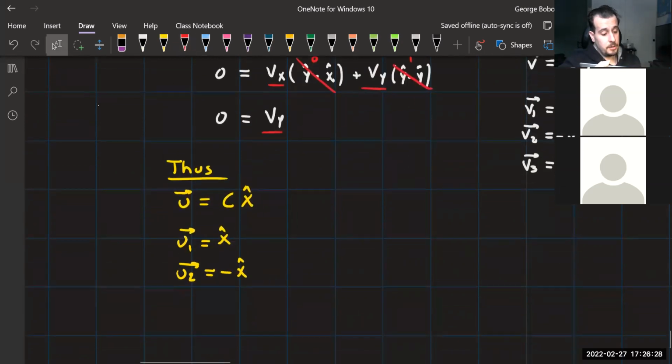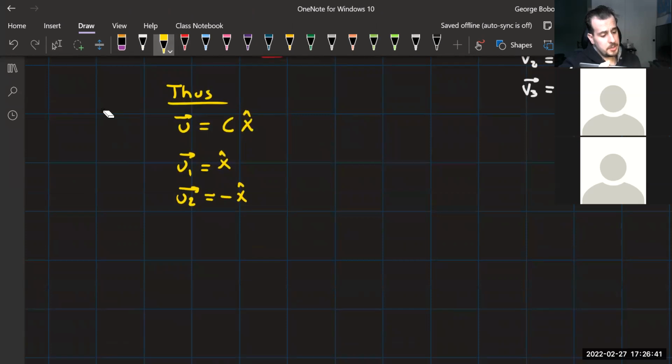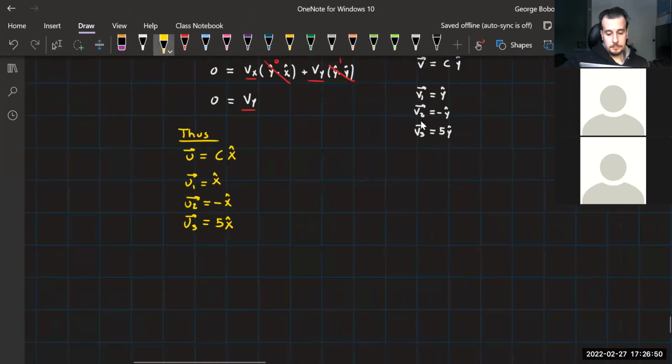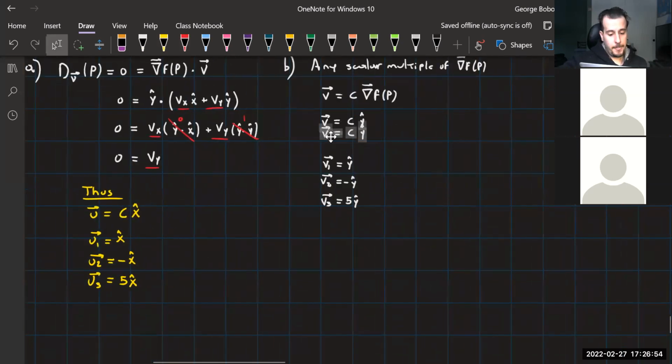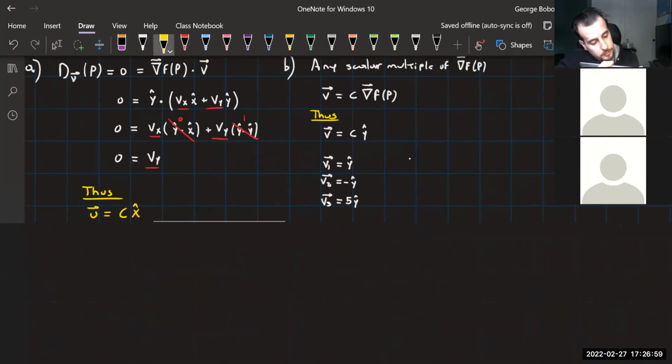So the set here is any scalar multiple of x hat. That's the set. It's a line, basically. This set spans a line. So you can choose the constant to be whatever you want. As long as you're in the x hat direction, you're good to go. So that's what maximizes you, okay? And the other one is what minimizes you.